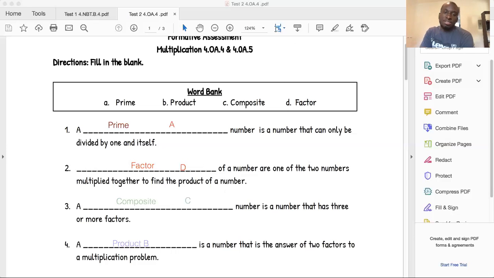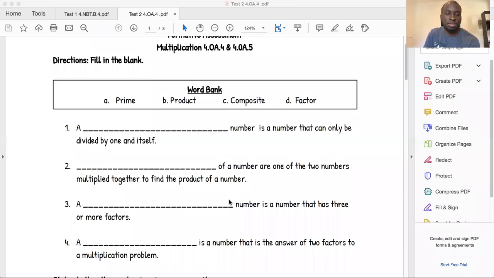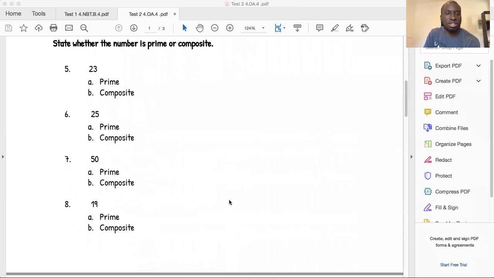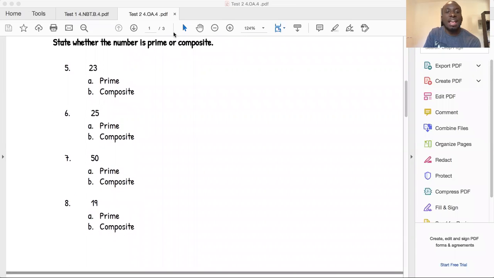I'm going to clear my screen so I can move on to the next problems. Numbers 5, 6, 7, and 8 are basically determining if the number is either prime or composite.